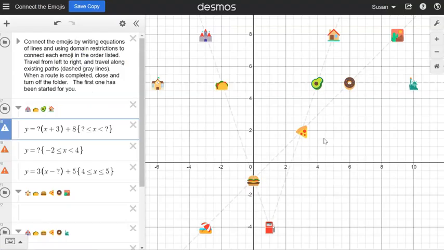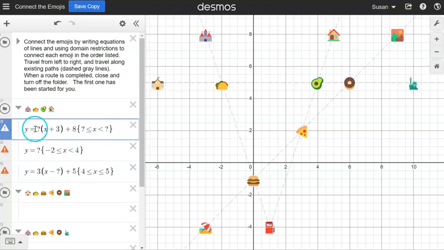So here we are in the connect the emojis task, and you'll see the emojis for this first one are the castle, taco, avocado, and a house. So they're going to go from here to this taco, to the right to the avocado, and up to the house, and the goal is to connect those with line segments.